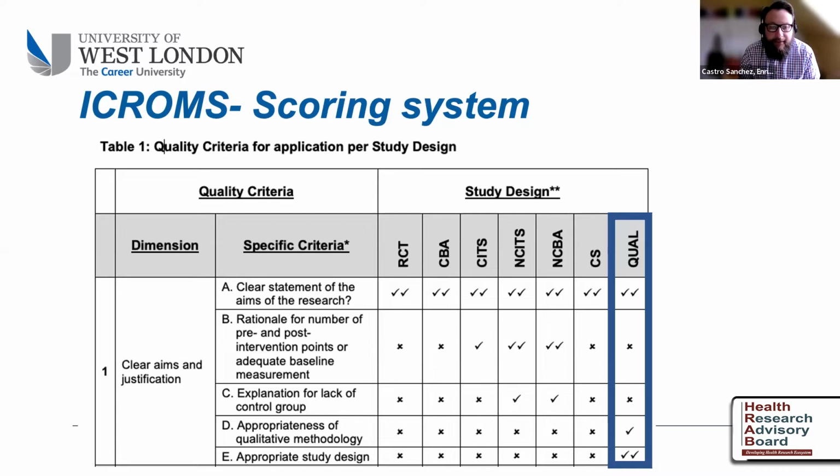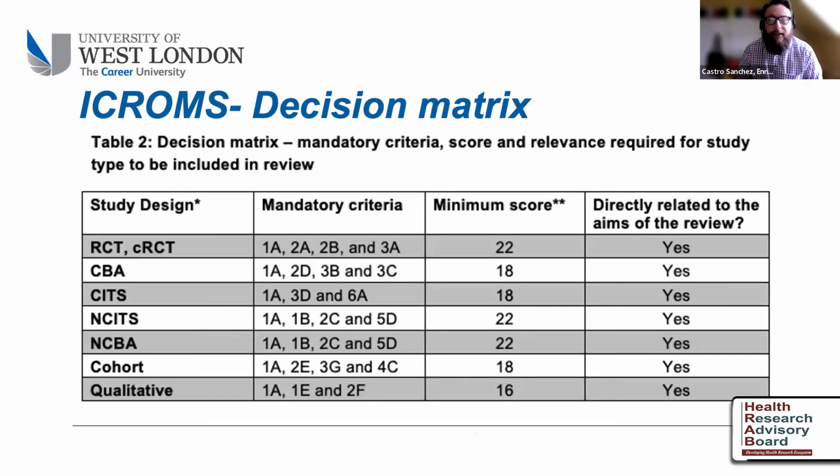And then for qualitative designs, the next specific criteria within that dimension is that an appropriate study design is justified. I'll show you later on in detail each of those categories for qualitative studies. So I hope it's all sort of clear up until now. This is the first half of the ICROMS, so the quality criteria per study design. And as I said before, then you've got the decision matrix.